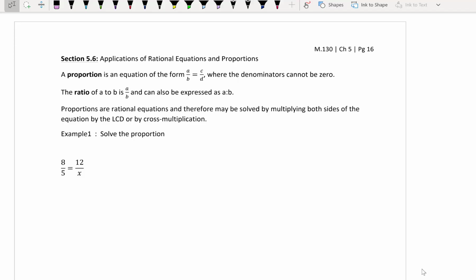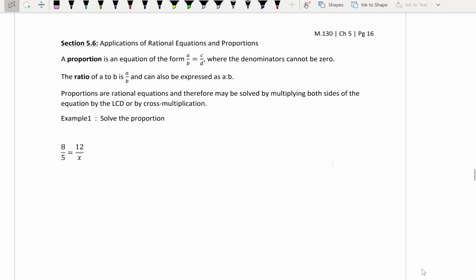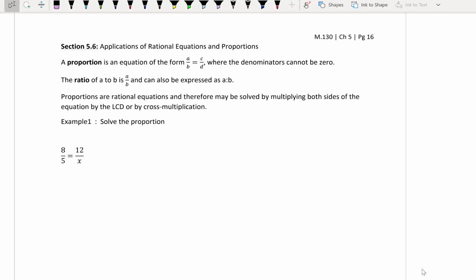Hello Math 130 students, we are going to pick up on page 16, section 5.6, applications of rational equations and proportion. So here a proportion is going to be the definition of a fraction equal to a fraction. And of course, in any fraction, the denominator cannot be 0, otherwise it would be undefined, okay?